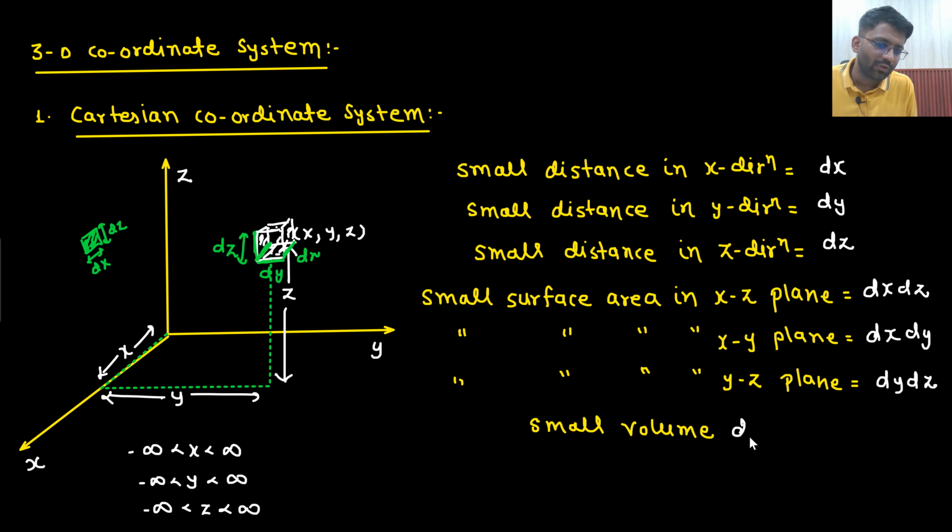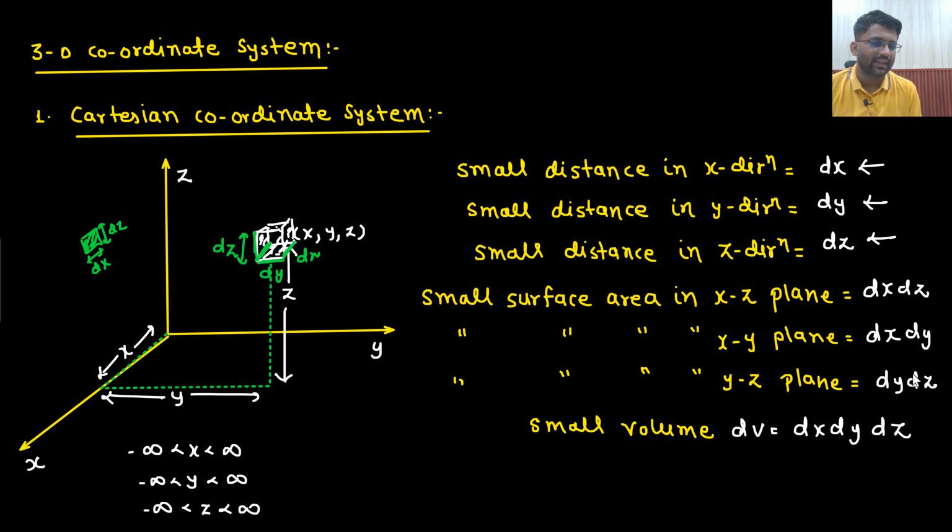And what will be your small volume dv? What is the meaning of volume? Area of base. What is the area of base? Dx dot dy. Multiply with height. What is height? dz. So your volume is dx dy dz. So you are working a small distance dx, a small distance dy, a small distance dz. Multiply all three of them, you will get the volume.